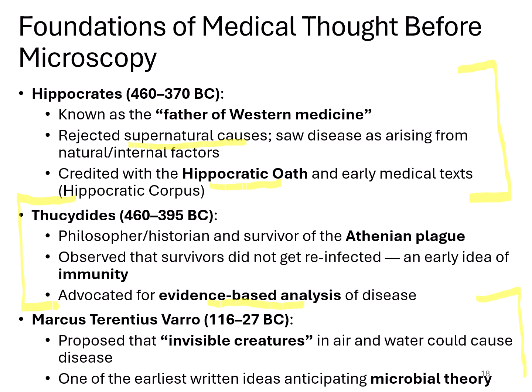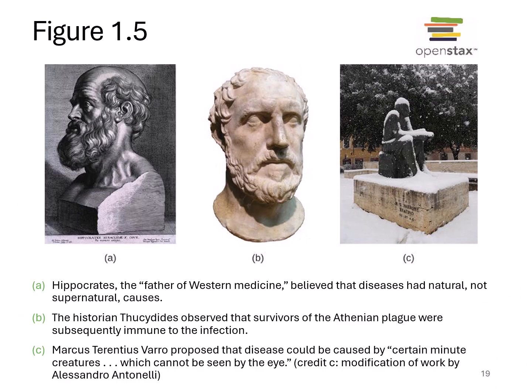Finally, we have our writer here, Varro, who proposed that there was something in the air or water he called invisible creatures that could cause disease. And this is one of the earliest written ideas linked to microbial theory, which is the idea that microbes can cause disease, or diseases are caused by specific microbes. And those three are shown here.